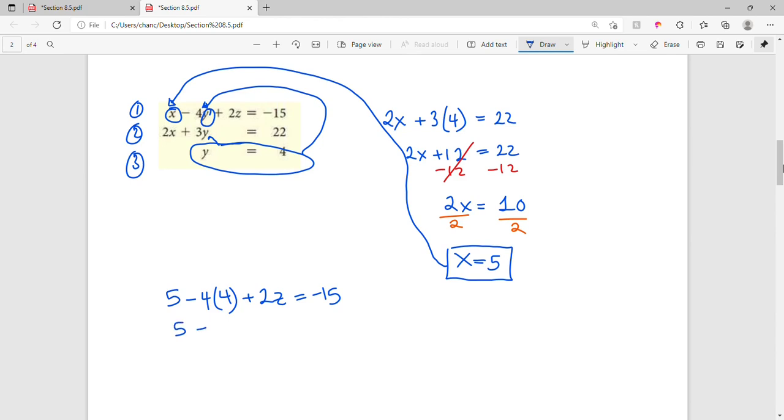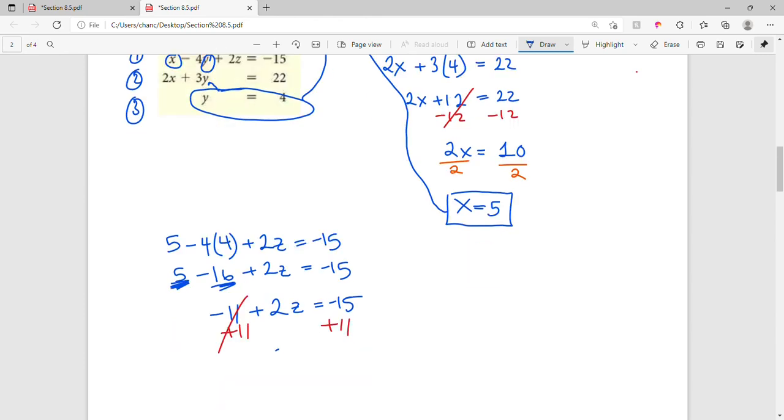This simplifies to 5 minus 16 plus 2z is equal to negative 15. Let's collect like terms. The 5 and the negative 16 becomes negative 11 plus 2z equals negative 15. I can add 11 to both sides to solve for z. This results in 2z being equal to negative 4. Let's divide each side by 2. And so z equals negative 2.